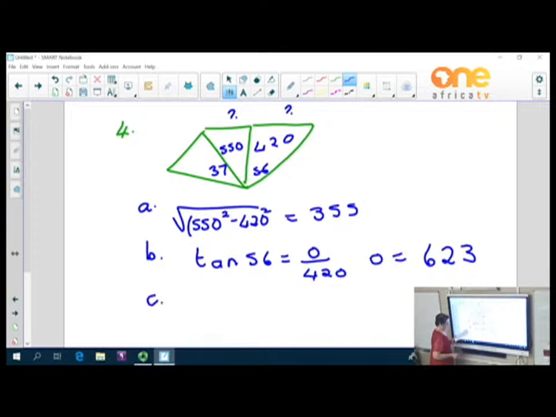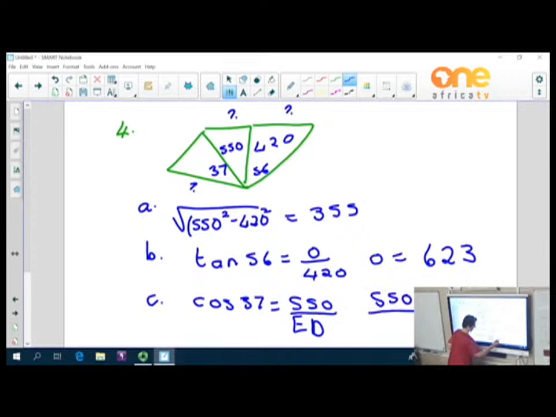The last one, number C, is to calculate DE. This is what we want to calculate. Which function will we use? Cosine. It's the included angle. So cosine 37 is equal to 550 over ED. And which method this time? Bottom divide. So it is 550 divided by cosine 37, and my answer is 698 meters.